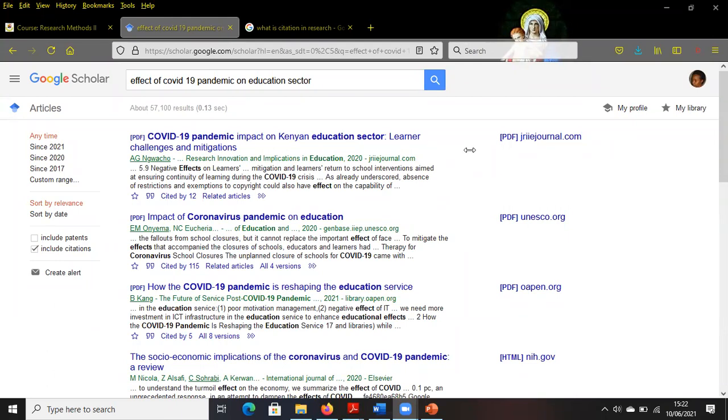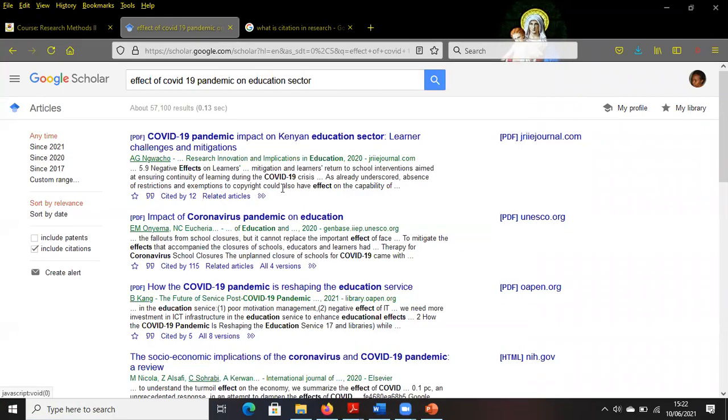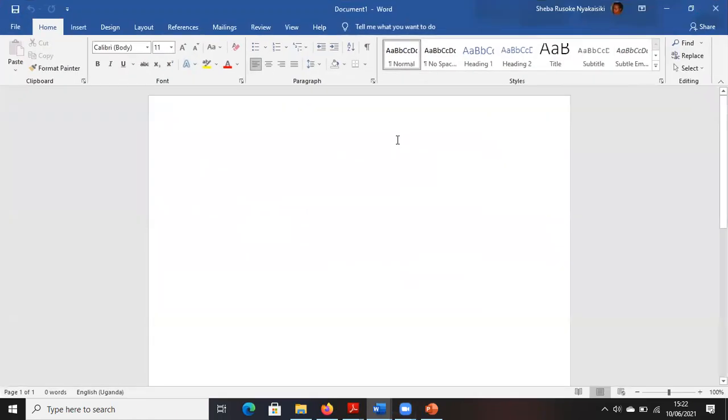When is it copying and when is it citation? Let me just give you an example. I'm just going to give a demonstration here. I'm going to open a Word document. Let us say I have a dissertation, either it's a dissertation or an assignment, whatever it is.